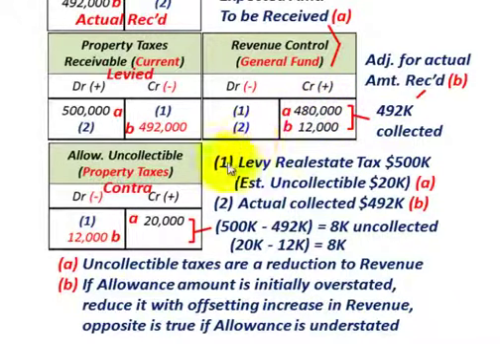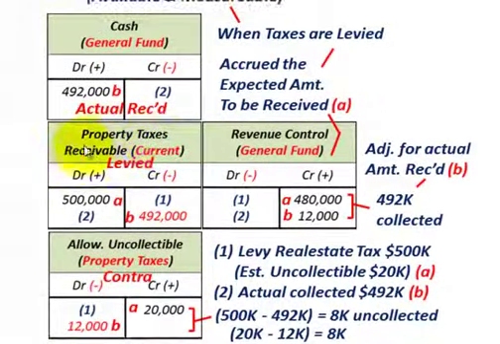Okay, so now let's look at the case where the actual collection is $492,000. So first off, our property taxes receivable, since we actually collected $492,000, we credit or reduce our property taxes receivable by that amount, and then of course we would have debited or increased our cash account here in the general fund for $492,000. So that's the actual amount that we received.